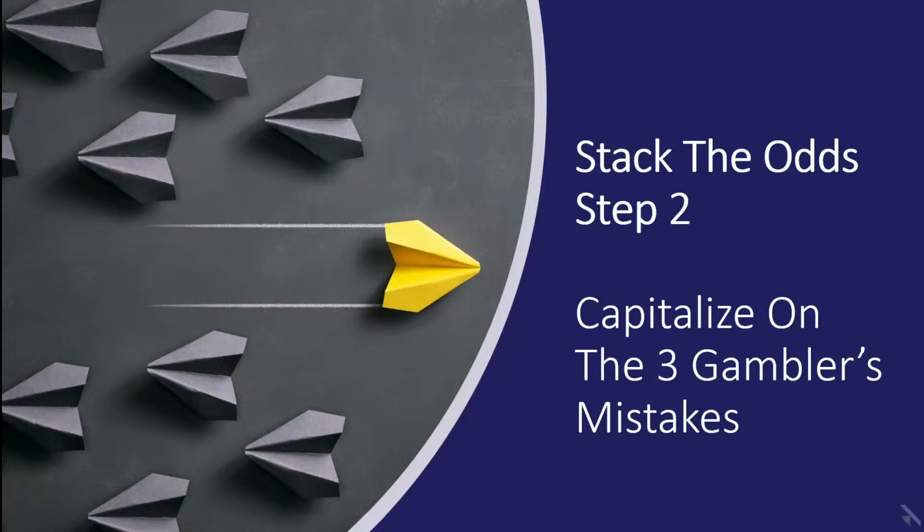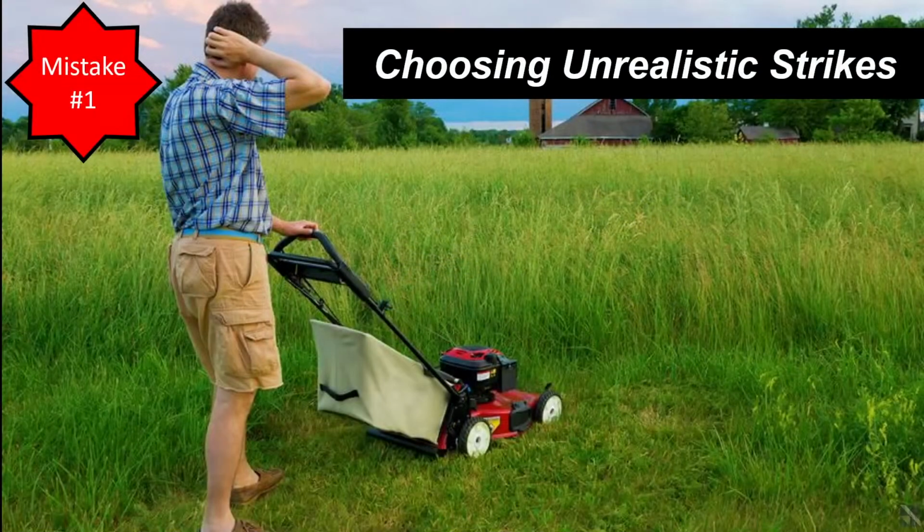So you've seen that by simply flipping from the buyer to the seller, you can stack odds significantly in your favor. Now we're going to stack the odds even further by understanding and capitalizing on the three most common buyers' mistakes. And again, buyers equal gamblers. So the first mistake that a lot of option buyers make is they choose unrealistic strike prices.